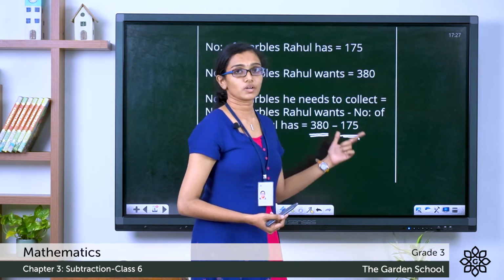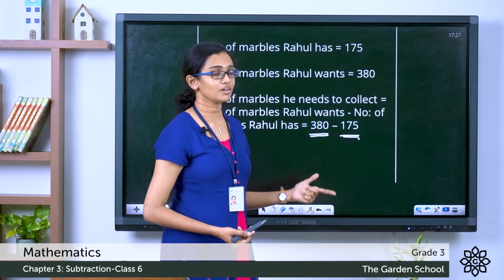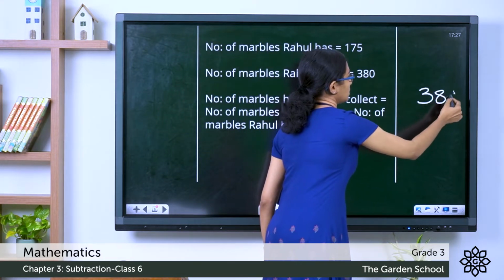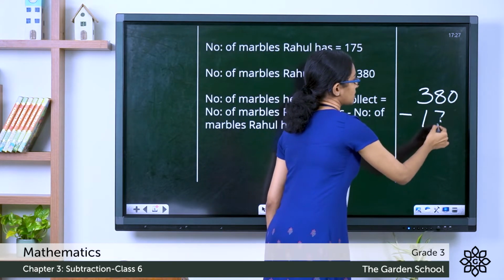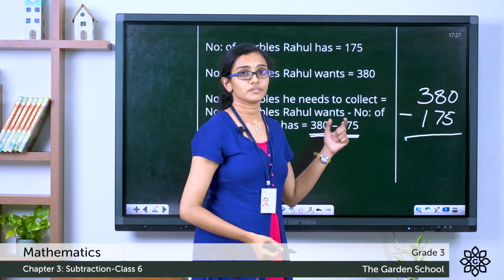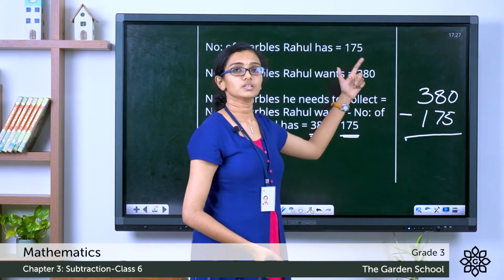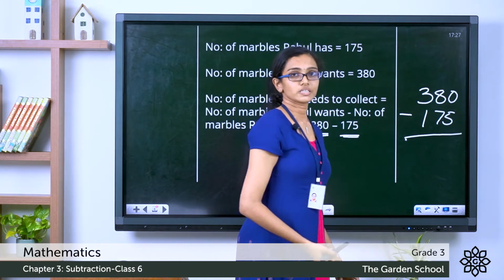So, let's do the subtraction in the working column, which is the broader margin that you have in your notebook, to the right of your notebook. So, 380 minus 175. Where do we start the subtraction? We first subtract the ones, then we subtract the tens, then we subtract the hundreds. So let's do the subtraction of ones first.